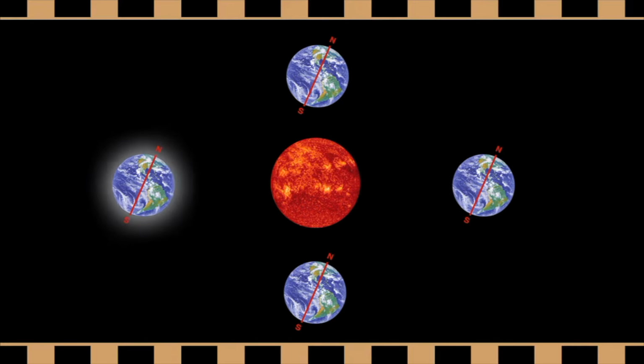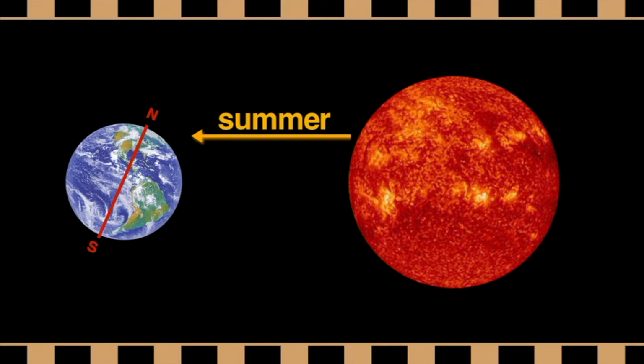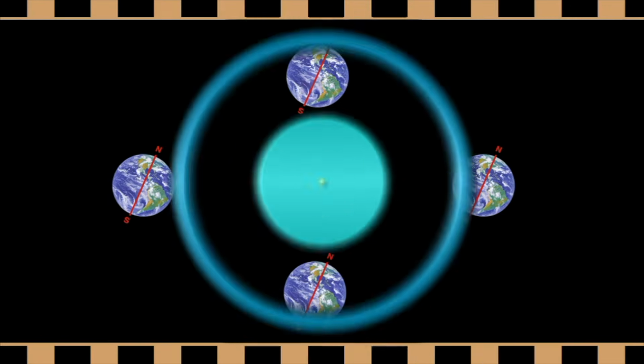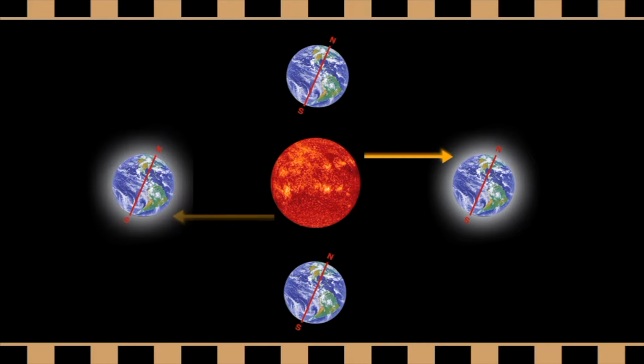Remember that the Earth is slightly tilted on its axis. The revolution of the Earth and the tilt and rotation of the Earth on its axis is what causes changes in seasons. When the Earth is tilted with the northern hemisphere towards the sun, it is summer in the northern hemisphere and winter in the southern hemisphere. The day the sun is at its greatest distance north or south of the equator is called the solstice. Solstice happens twice a year when the sun reaches its greatest distance north or south of the equator.